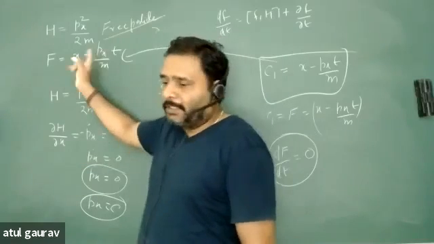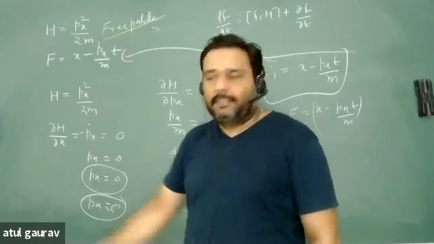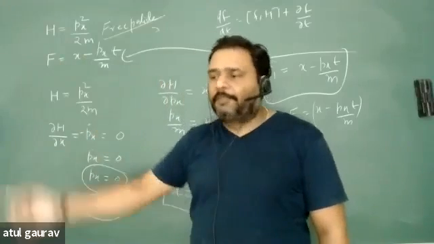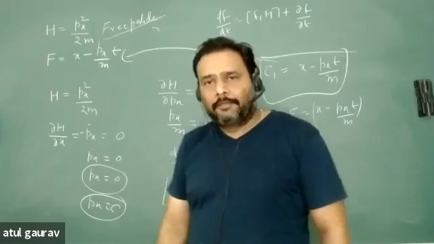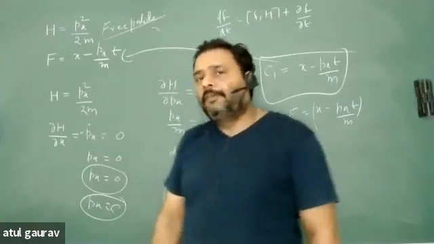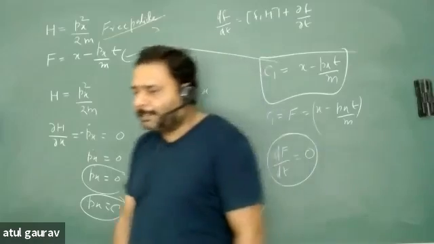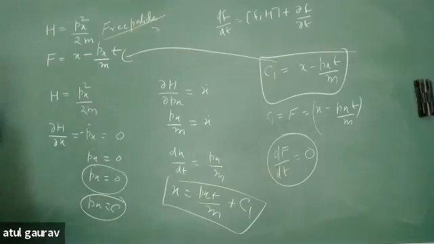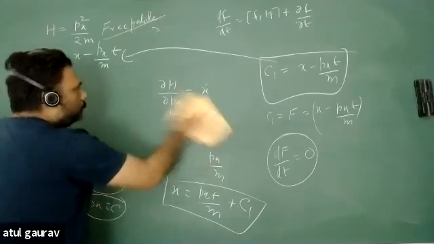Yes, this is an explicit function of time, but even then it is a constant of motion, because its relationship with the Hamiltonian is so beautiful that ultimately it is coming out as a constant of motion. So let's go for another non-trivial example. If you have any doubt, you can just ask me. Okay, so let's go for one more problem.